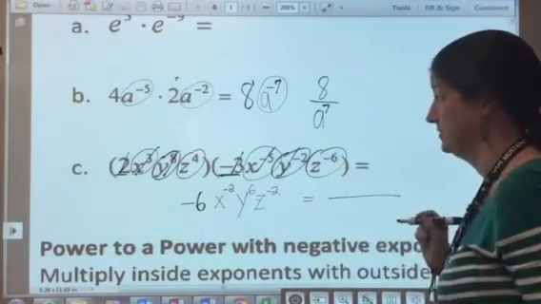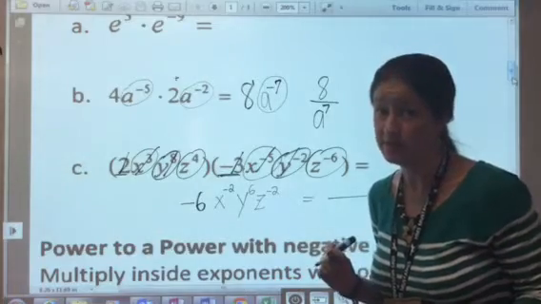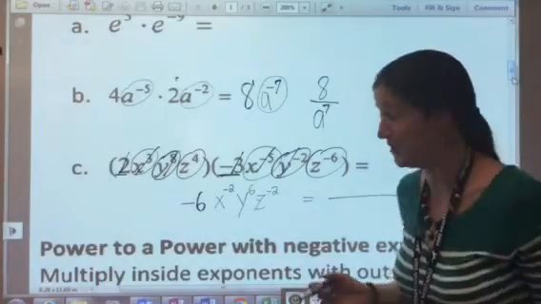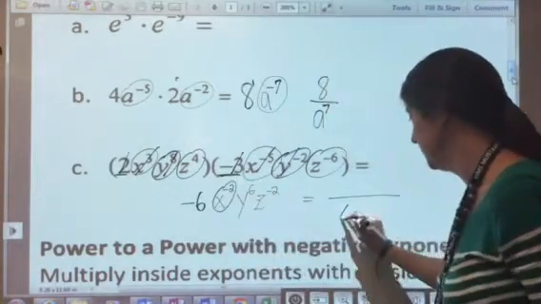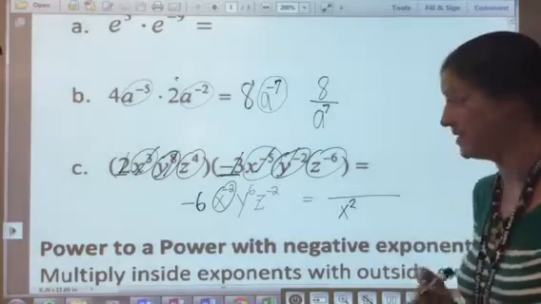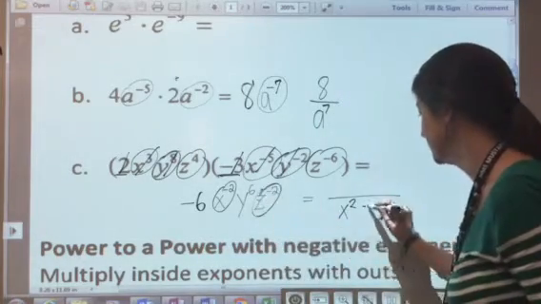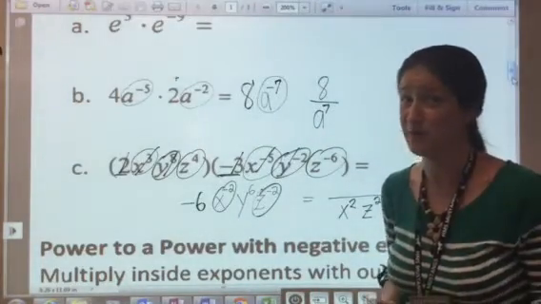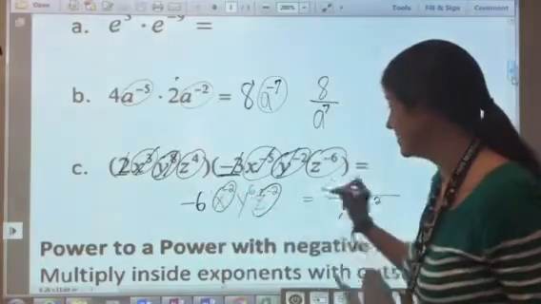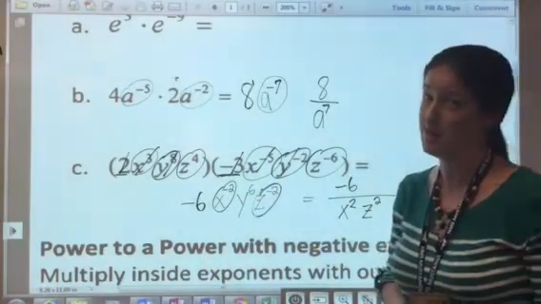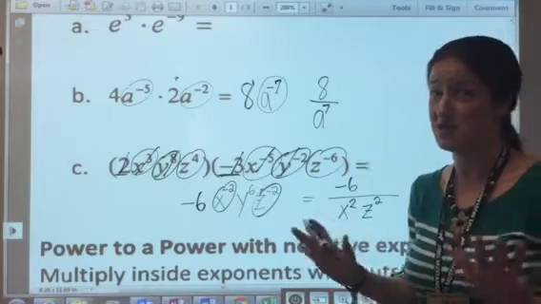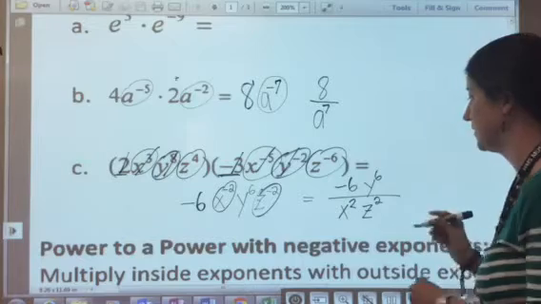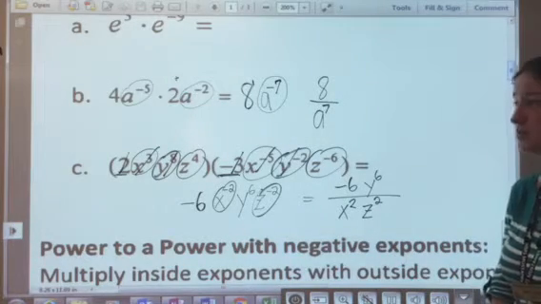Draw a fraction line. Negative exponents turn positive when moved to the other side of the fraction bar. So what has a negative exponent? The x does. So let's move it to the bottom and turn the exponent positive. The z does. So let's move it to the bottom and make the exponent positive. What doesn't have a negative exponent and therefore does not move? The negative 6 is just a negative number, not a negative exponent, a negative number. It stays right there on top where it was at. The y to the 6th stays on top because the exponent is positive. And ta-da, there's our answer for C.